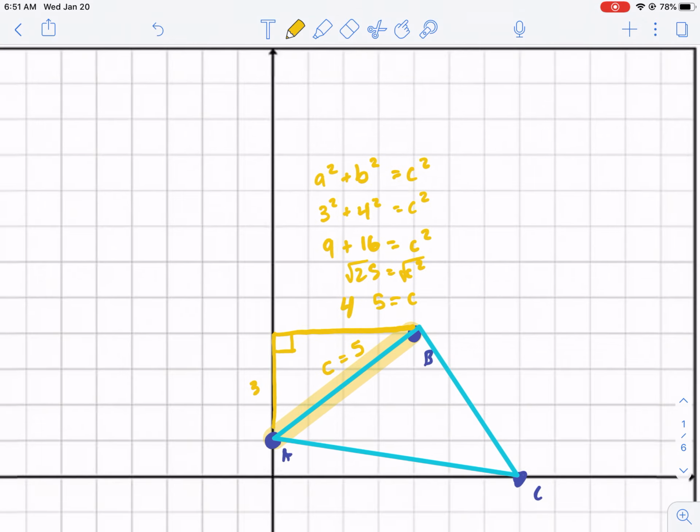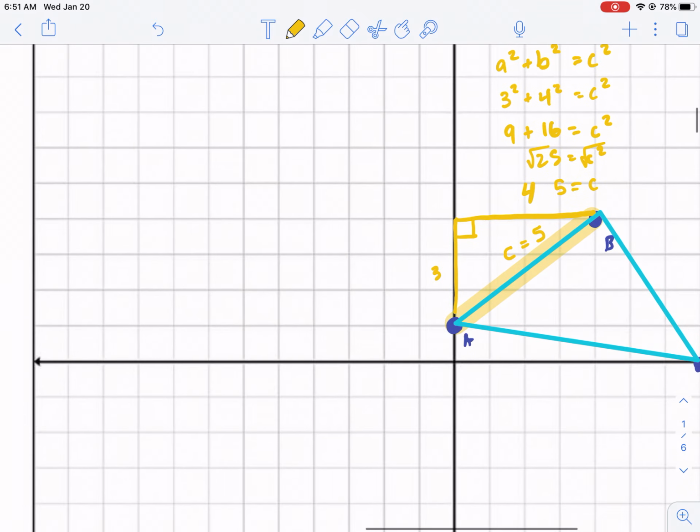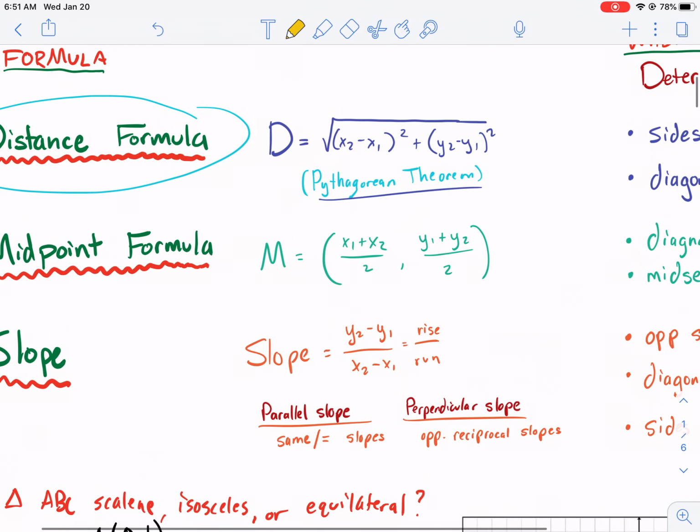Now, if you're like, whoa, whoa, whoa, I'm not a big fan of the Pythagorean theorem. You're doing too much work. I want you to show me the formula that you just did.